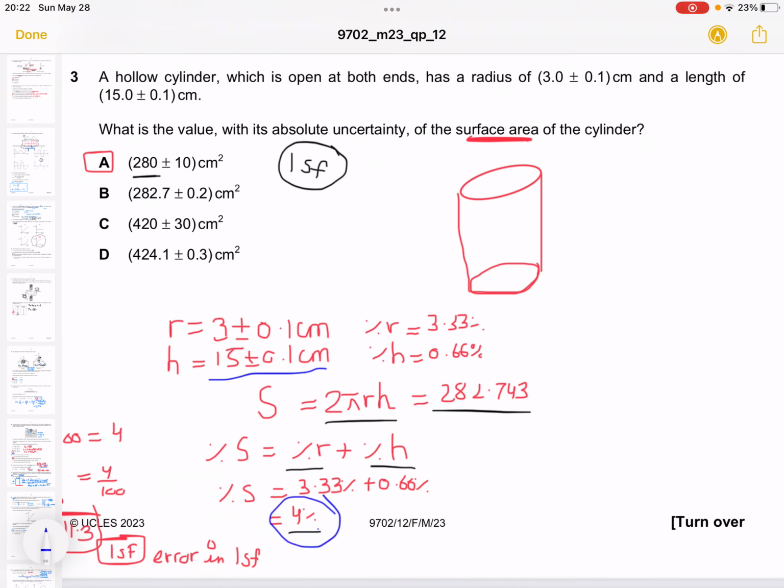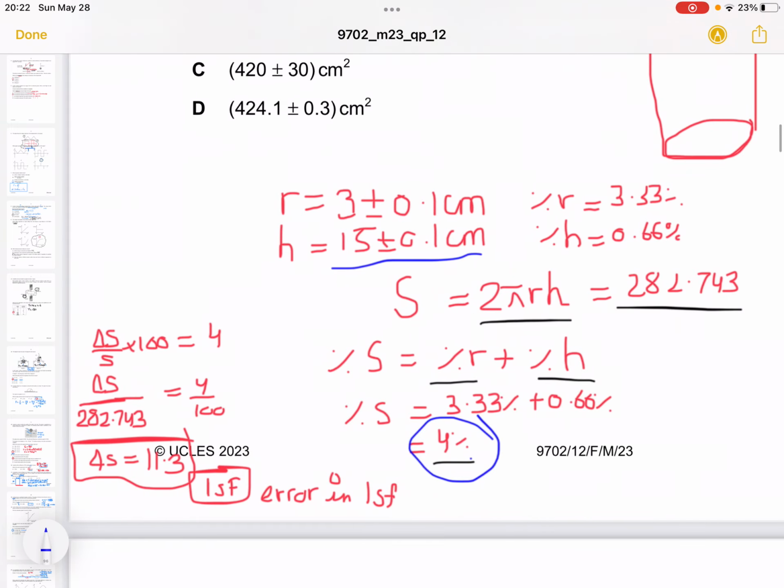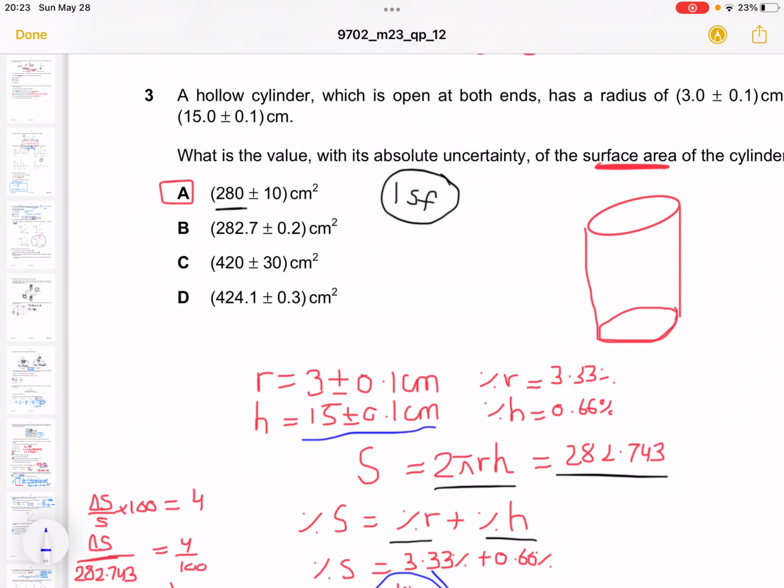So the actual surface area, 2 pi r h, is 282. So the absolute uncertainty in the surface area is change in S over S into 100 equals 4, and it is 11.3. Do bear in mind that the error is taken up to 1 SF, so it would be 10, and the value is in accordance with the decimal places of the error. So the appropriate answer is A, 280 plus minus 2.